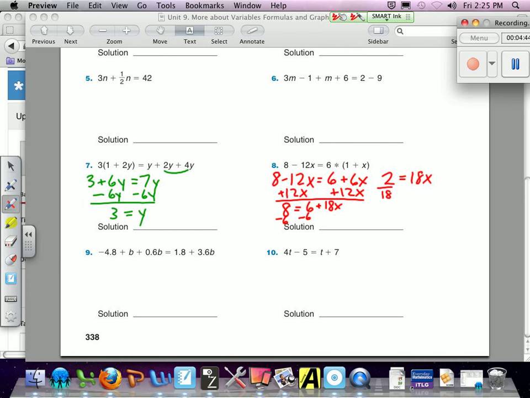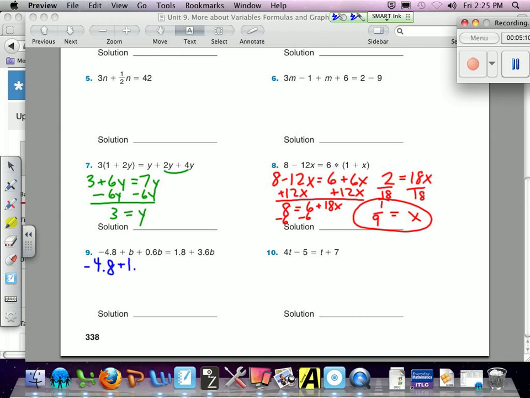I'm going to subtract 6 from each side. 2 equals 18x. I'm going to divide by 18 on each side, and x equals 1/9. So that would be my solution. x equals 1/9. If you were doing it with division, you might have gone with the decimal route, which would be 0.1111 repeated.